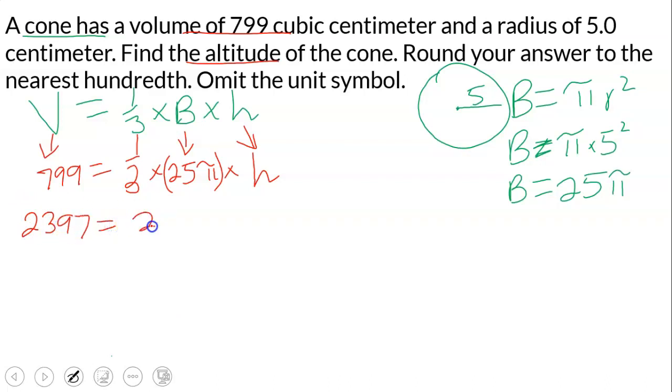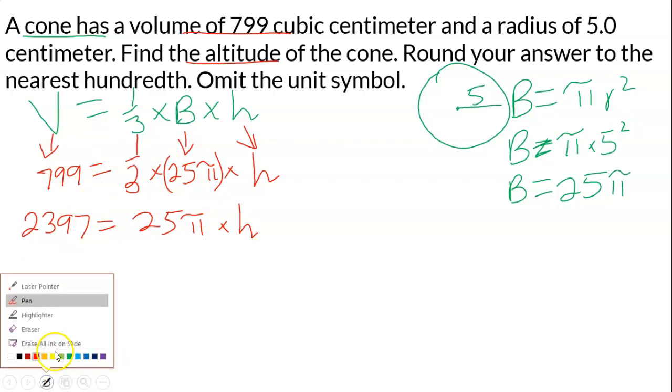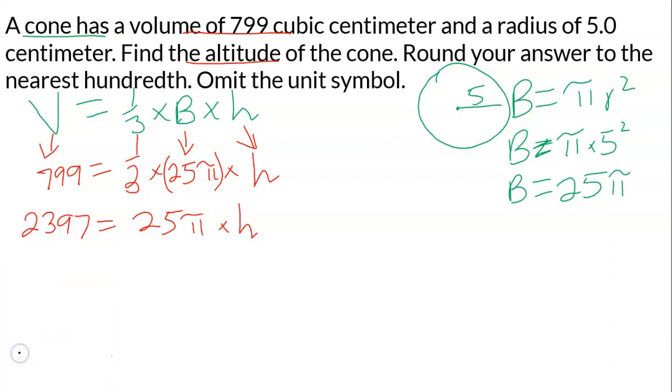And then that will get rid of the fraction there. And then we have that times h. Okay, so again, what we did here, I'm going to write it in a different color. What we did here, we multiplied this by 3 and we multiplied this by 3, and that will get rid of that. Okay, next we are going to solve for h.